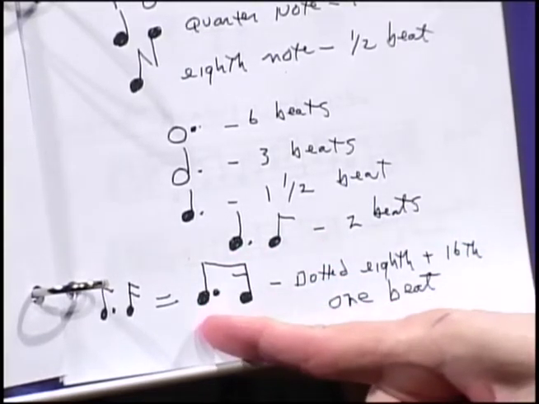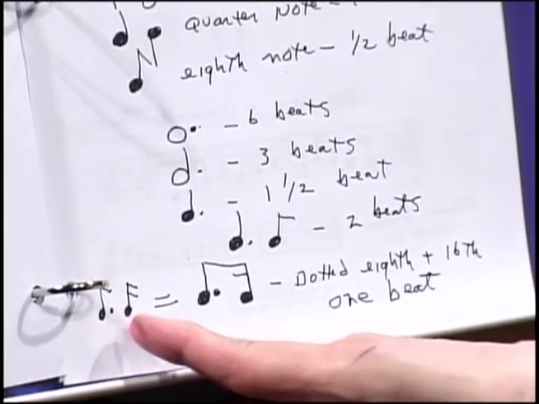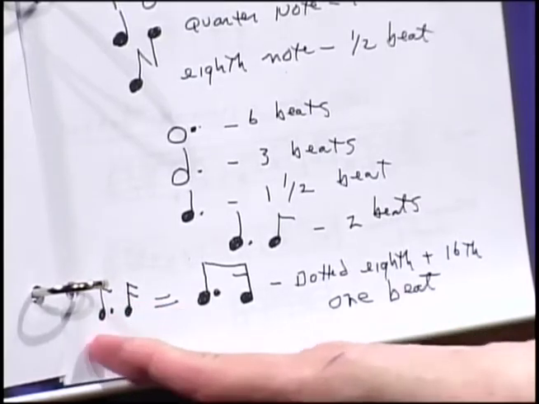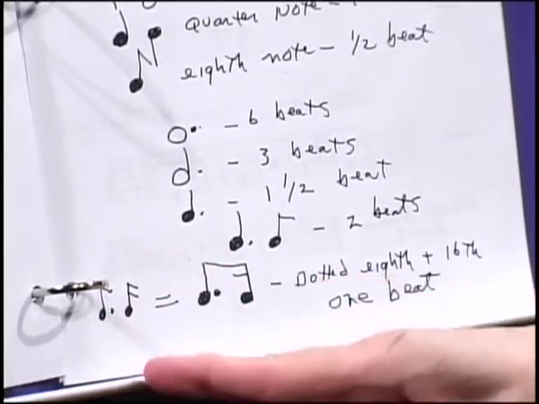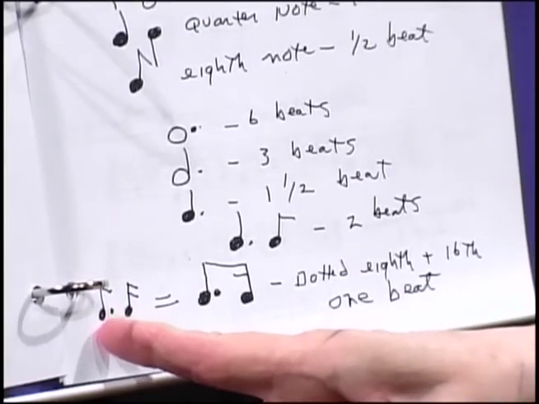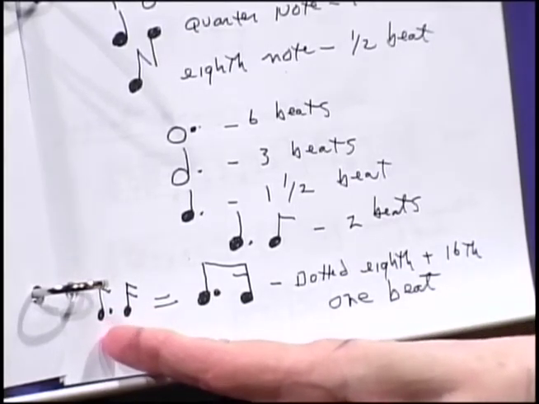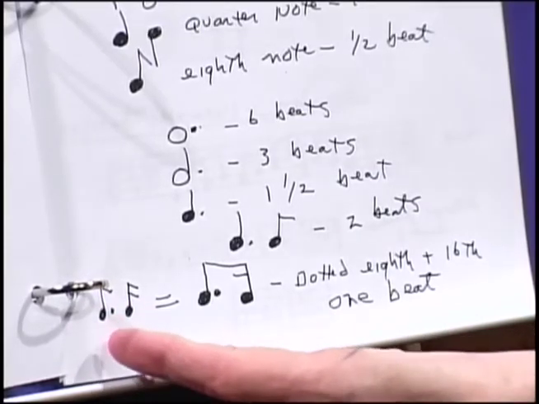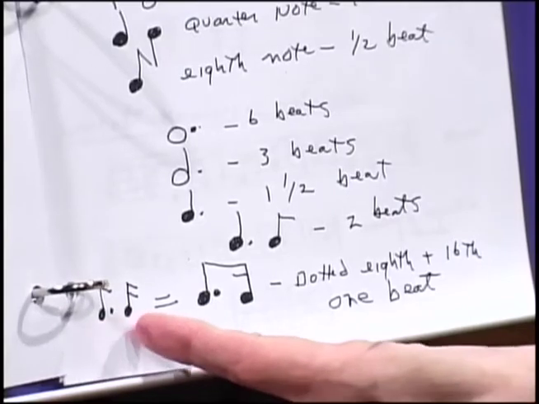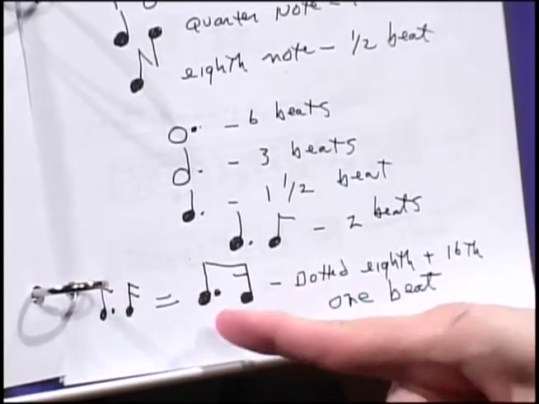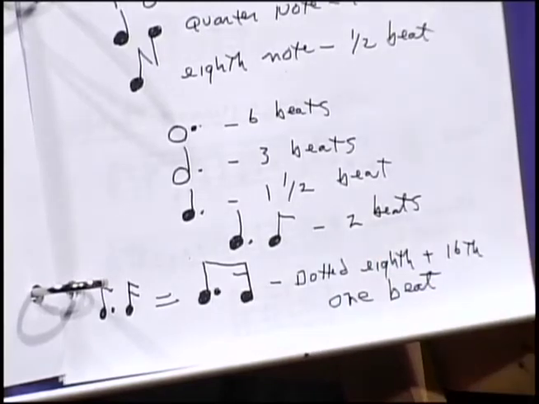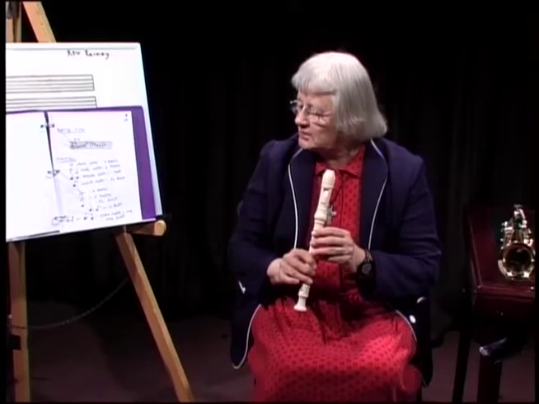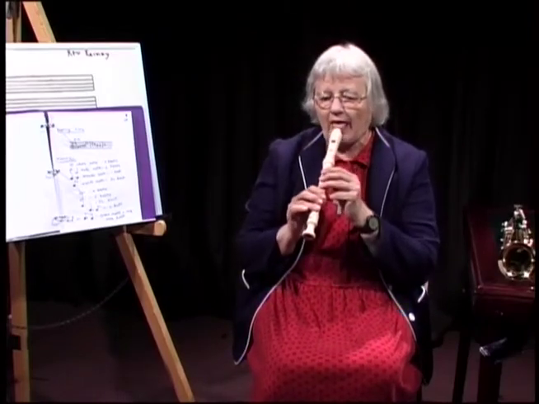You can have something called a dotted 8th and 16th. Here's the dotted 8th, and here's the 16th. You put them together and they make the beat, because an 8th note is half, and you add another half to it, another 16th. Half of an 8th is a 16th, so you add that to the 8th. It's normally written this way, and it has a rhythm to it. For example, I'll play dotted 8ths and 16ths, which usually sound something like this.